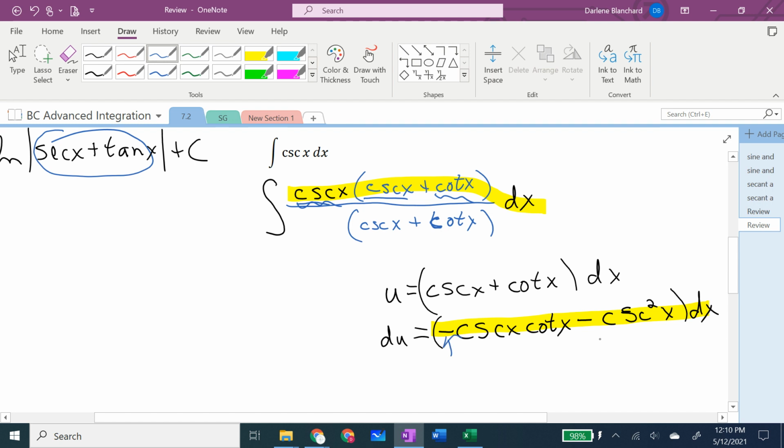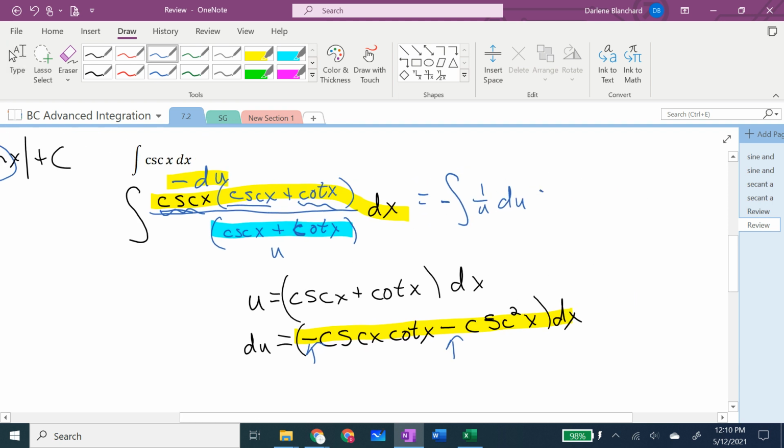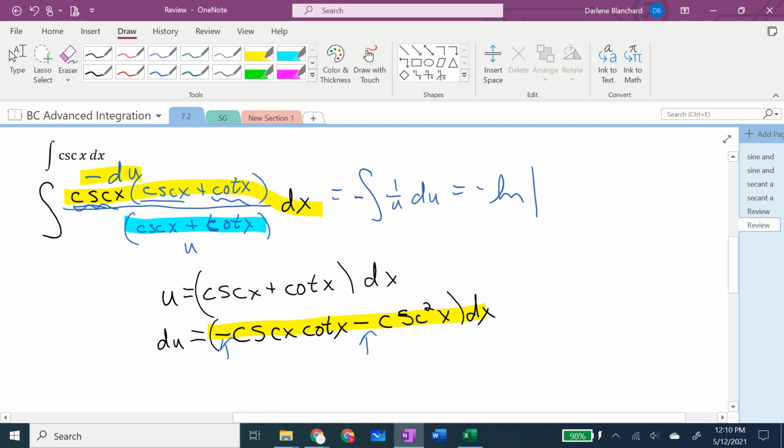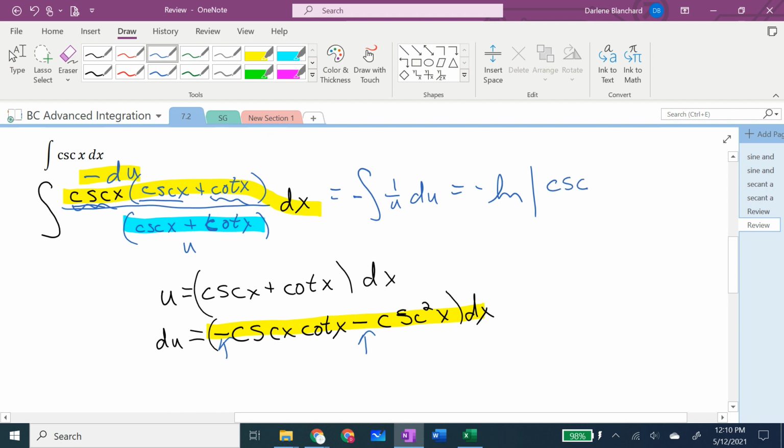And that's just pull a negative out. So this turns into negative du over u. So I'm integrating negative 1 over u du. That's going to give me negative natural log of the absolute value of cosecant plus cotangent.